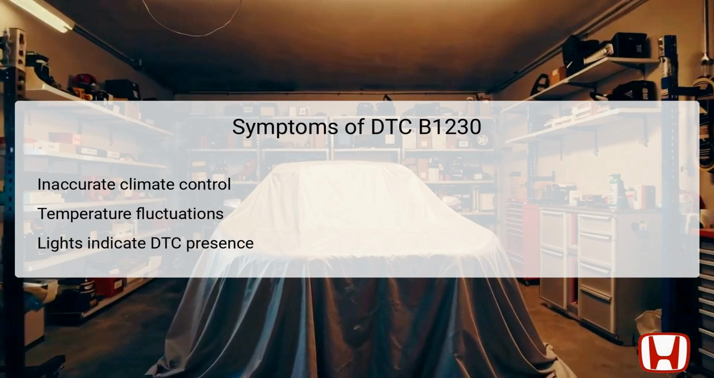Additionally, there may be noticeable temperature fluctuations inside the vehicle, which can lead to discomfort for occupants. A dashboard warning light or indicator may illuminate, signifying that a diagnostic trouble code such as B1230 is registered in the system. If these symptoms are observed, it is essential to investigate the sunlight sensor circuit promptly to prevent further complications. Proper diagnosis will help ensure that climate control functions effectively, maintaining a comfortable environment in the vehicle.